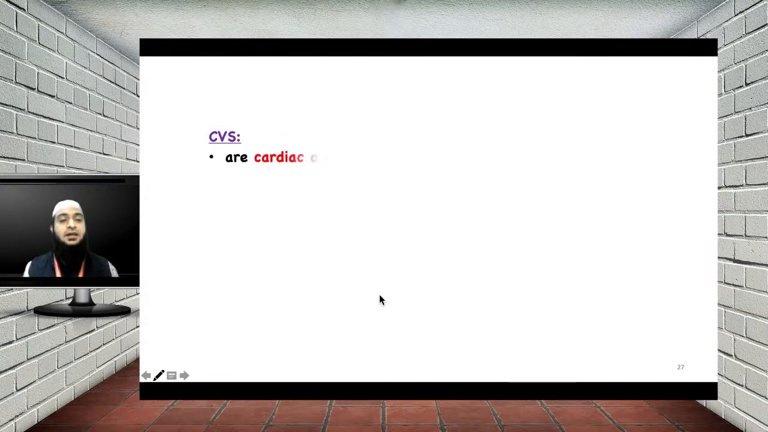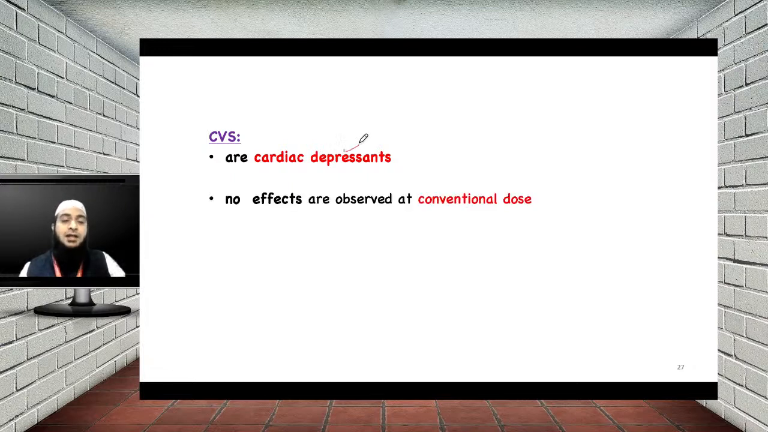Second, the effect on the CVS, that is, the cardiovascular system. The effect on the cardiovascular system is depression. It produces cardiac depression. No effects are observed at conventional dose. All those side effects are obviously seen in the case of high doses of local anesthetics, which are sometimes required in a patient, and in those cases it may produce effects on some vital organs.